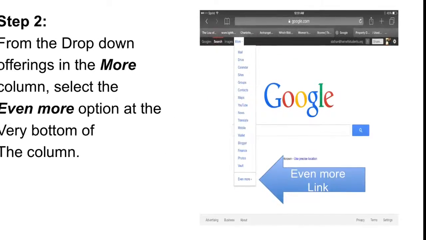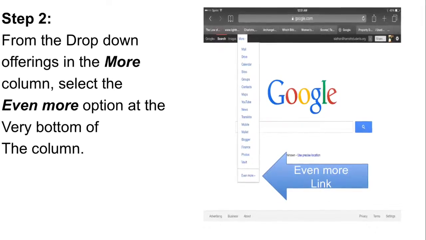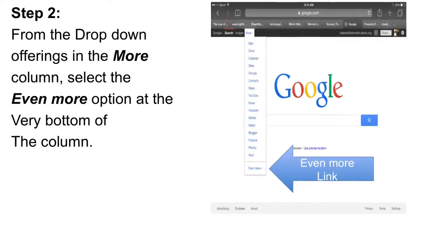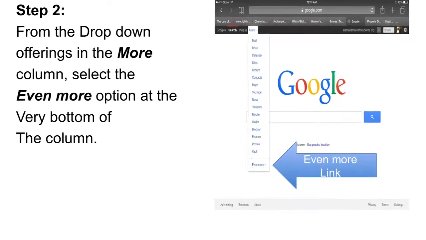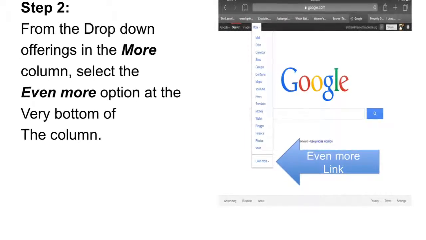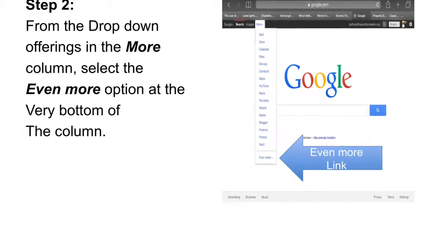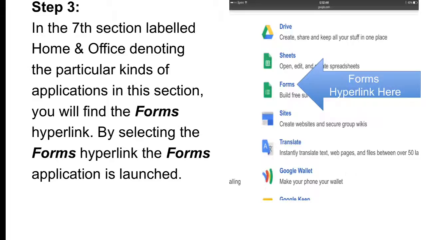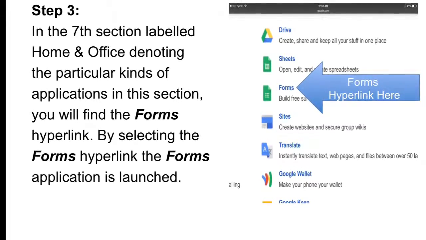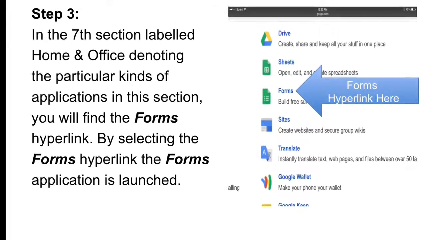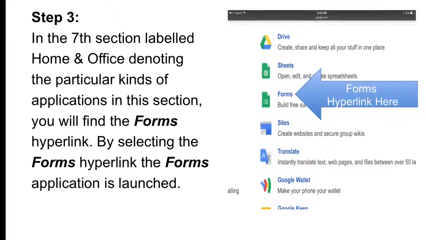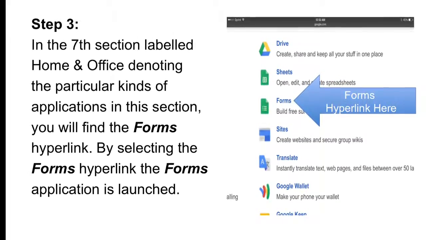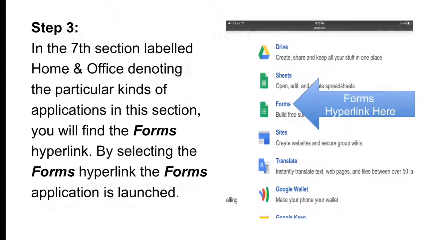With the More command, there will be a drop-down with a bevy of current Google applications. We will need to then select Even More at the very bottom of the list, as shown. The next step, once selecting the Even More command, is to go to the 7th section labeled Home and Office of the Google Command Apps, and you will locate the Forms application as shown.